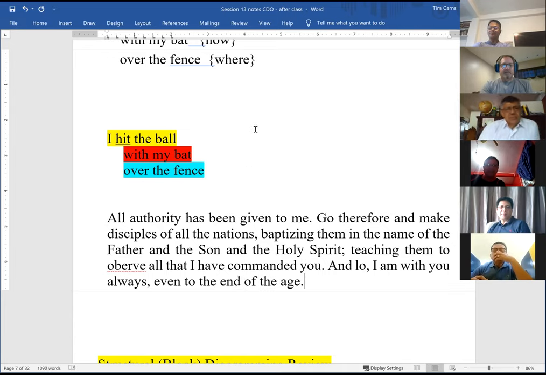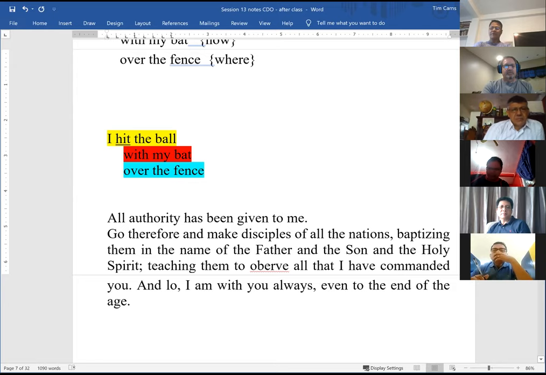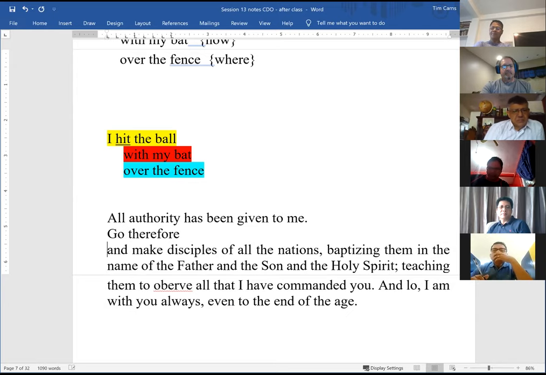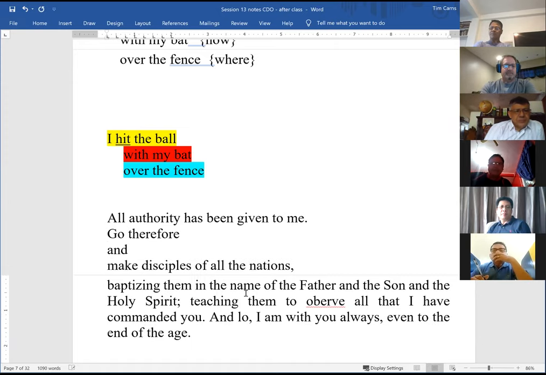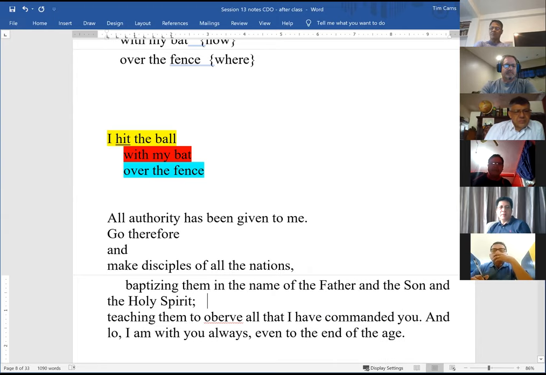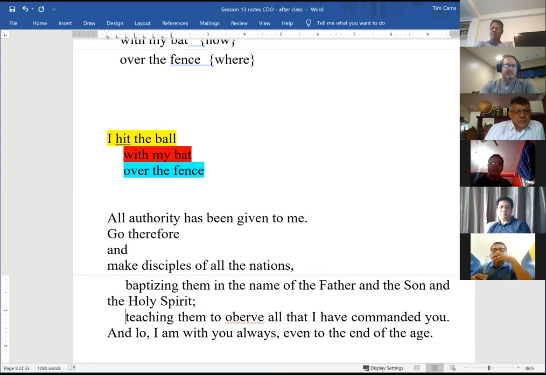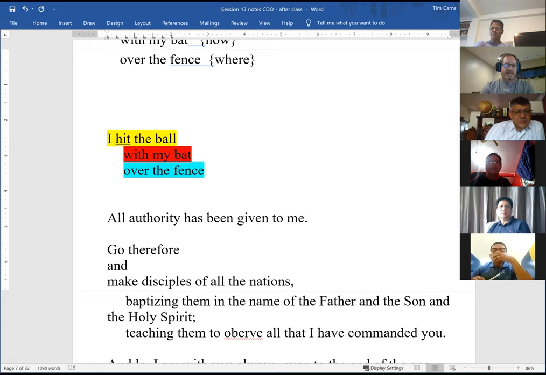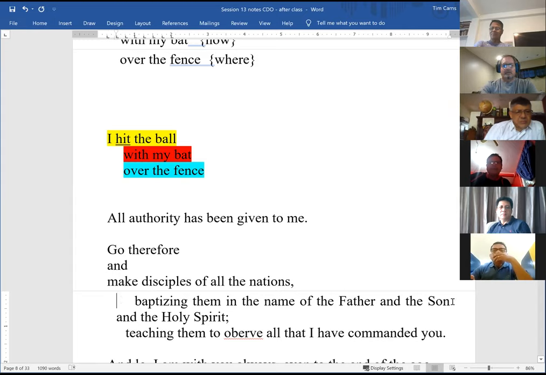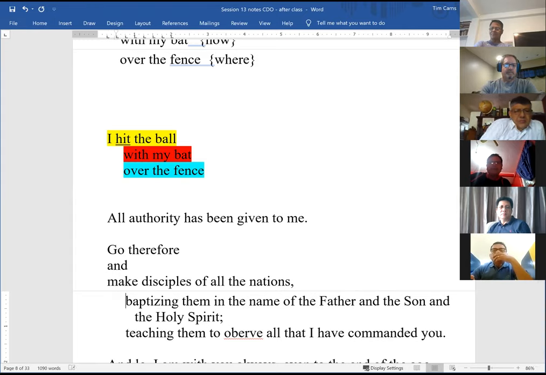Now, if I'm diagramming this, this is what it's going to look like. All authority's been given to me. Go, therefore, and make disciples of all the nations. And then how do I make disciples? Baptizing them, teaching them. And then the third. So after the diagram, you'll have basically three main statements by Jesus where he's describing this. This is just a quick sketch.